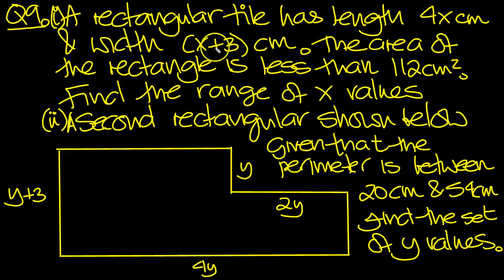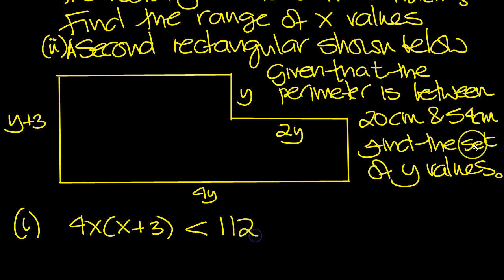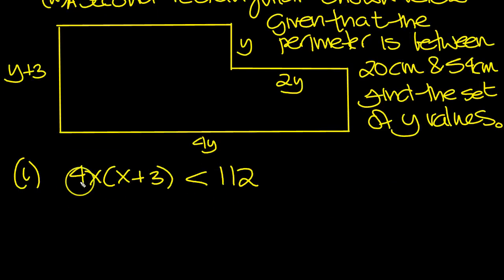So let's have a look at this. The first thing, this rectangle is 4x by x plus 3, and its area is less than 112. So part 1 then. So 4x times x plus 3 is the total area of that rectangle, which is less than 112 centimeters squared. So we can divide by 4 both sides.